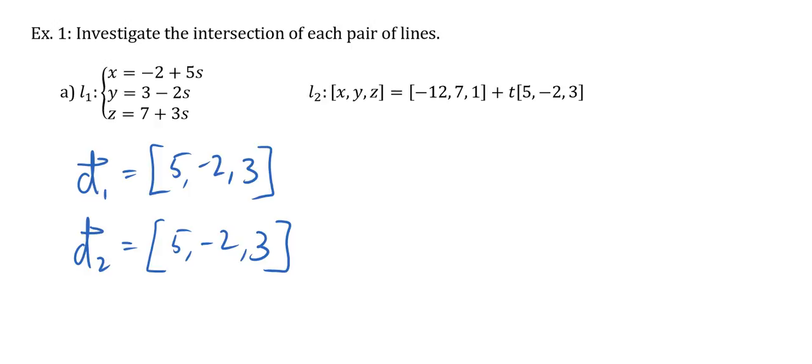This tells us, as John said, that they're parallel. It tells us if the direction vectors are parallel. Therefore, L1 is parallel to L2. That's what we know.